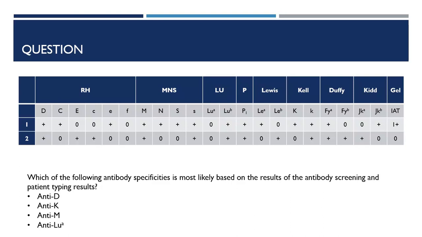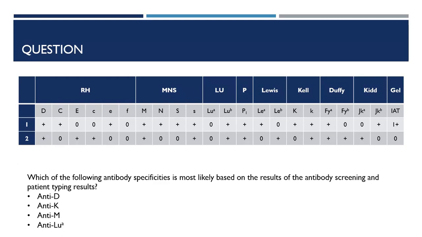So I have a question here. Which of the following antibody specificities is most likely based on the results of the antibody screening and the patient typing results thus far? So again, we're waiting for our incubation here. We can think through some things, and we did do a preliminary rule out on an earlier slide, and we can bounce back to that in a minute. But we can answer some questions so far.